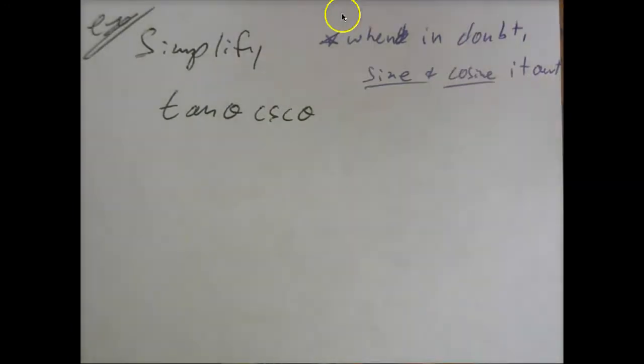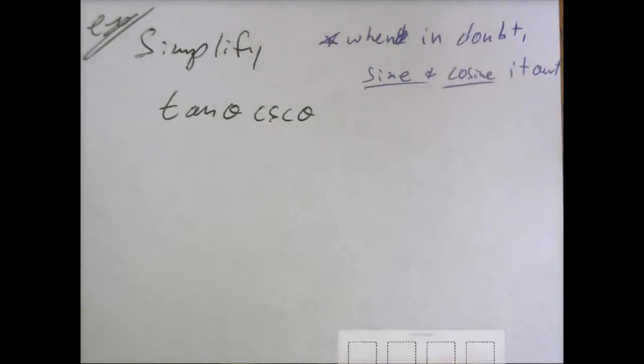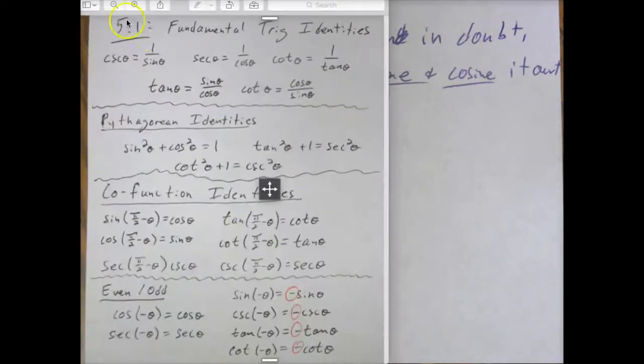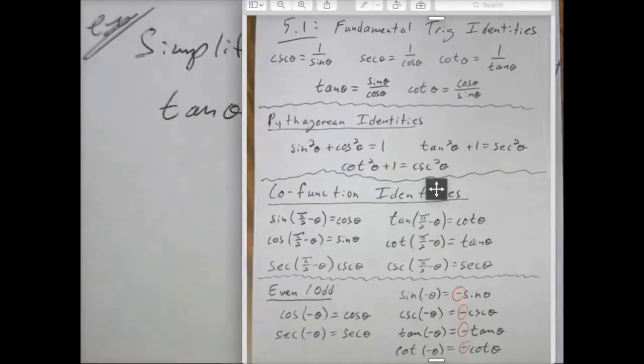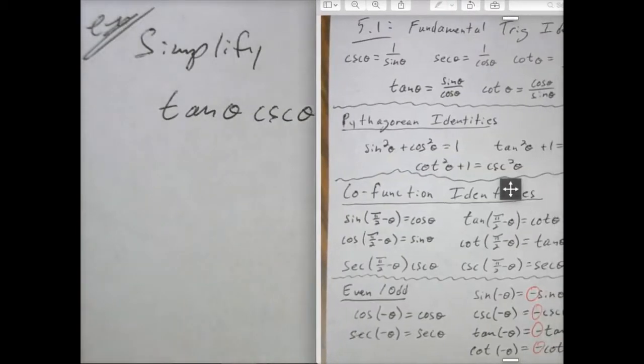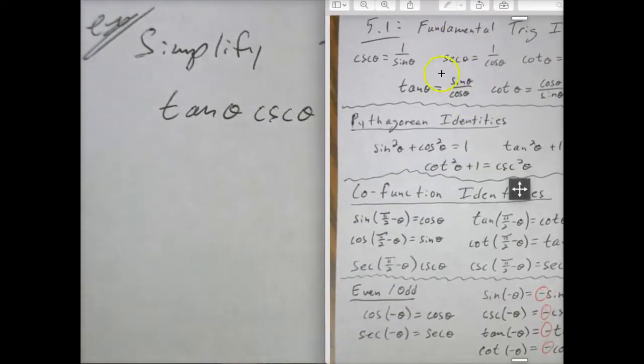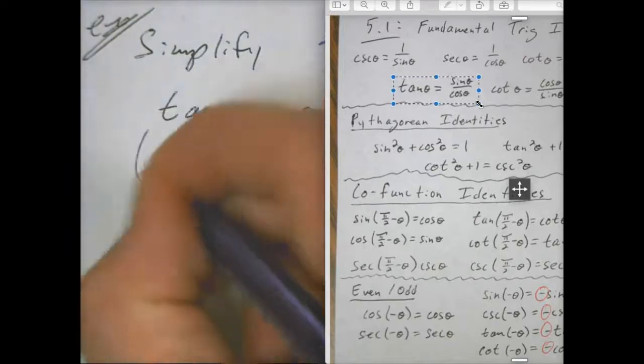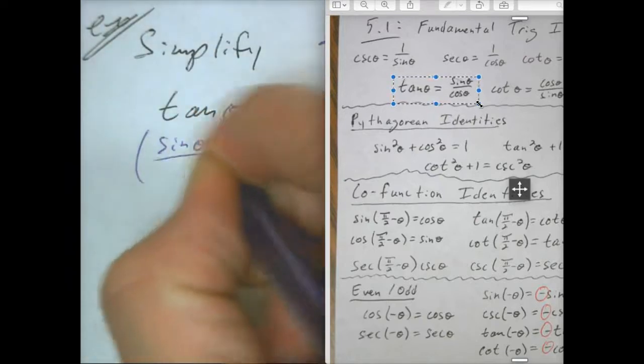So tangent, I know, is sine over cosine. So I can say that this is sine theta over cosine theta.